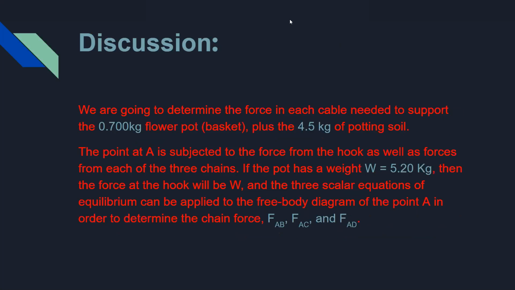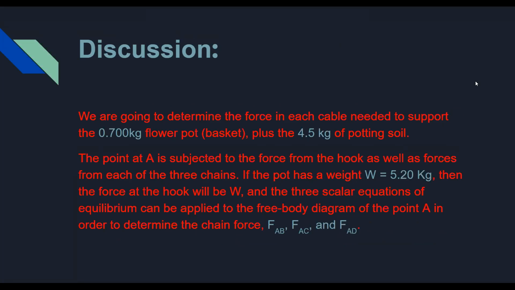For the discussion, we are going to determine the force in each cable needed to support the 0.7 kilogram flower pot, also known as the basket, plus the 4.5 kilograms of potting soil inside the basket. The point at A is subjected to the force from the hook as well as forces from each of the 3 chains. If the pot has a weight of 5.2 kilograms, then the force at the hook will be W, which equals weight, and the 3 scalar equations of equilibrium can be applied to the free body diagram of the point A in order to determine the chain forces F of AB, F of AC, and F of AD.